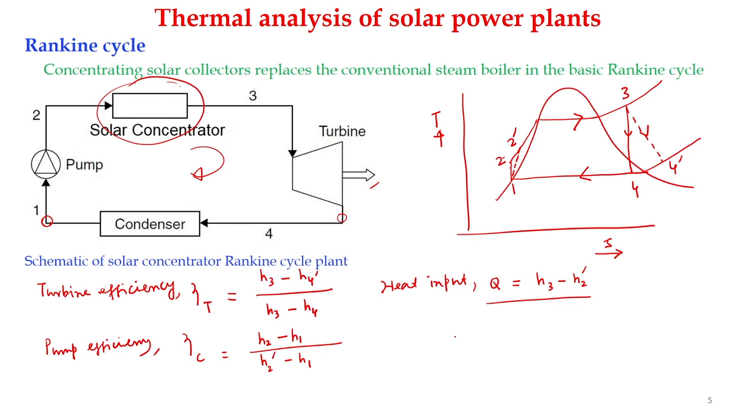This is the actual case, and also this pump work can be expressed as W 2 this, or W 2, and this is H 2 this minus H 1, which is equal to the specific volume multiplied by P 2 minus P 1, this is the pressure difference, and we will have the pump efficiency. Okay.